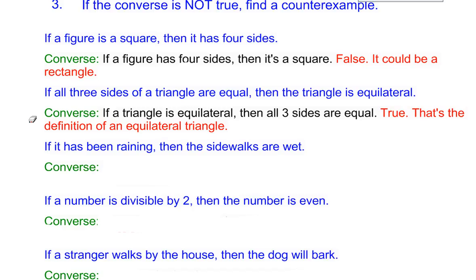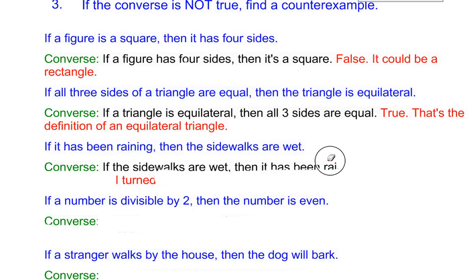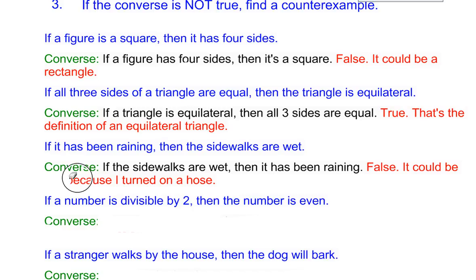Let's take a look at the next one. If it has been raining, then the sidewalks are wet. So the converse you should have come up with is, if the sidewalks are wet, then it has been raining. And of course that is false, because the sidewalks can be wet for any number of reasons. I might have dropped a vase full of flowers and water, and that's why the sidewalk is wet. Or you could have turned on a hose.